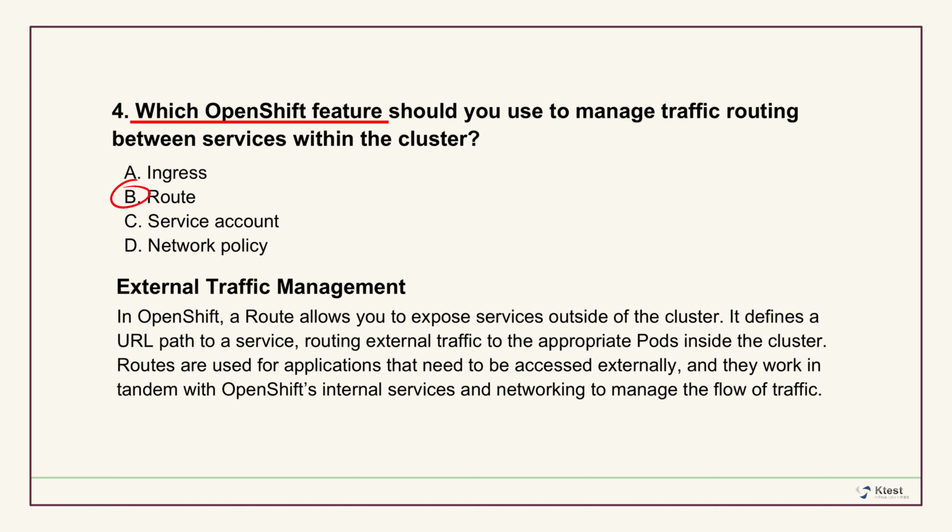But the question asked about routing between services within the cluster. Does a route handle that internal east-west traffic too? Ah, good catch. No, not directly. For that internal service-to-service communication, you'd typically rely on the standard Kubernetes service abstraction itself, often using the default cluster IP service type, which we'll probably get to. And network policies, like we just discussed, control if that internal traffic is allowed to flow between specific services. So route, external access manager. Service cluster IP, internal address. Network policy, internal traffic cop. That's a pretty good summary. Route is the front door to the outside. Ingress does a similar job in vanilla K8s, but OpenShift uses route natively. Got it. That distinction helps.